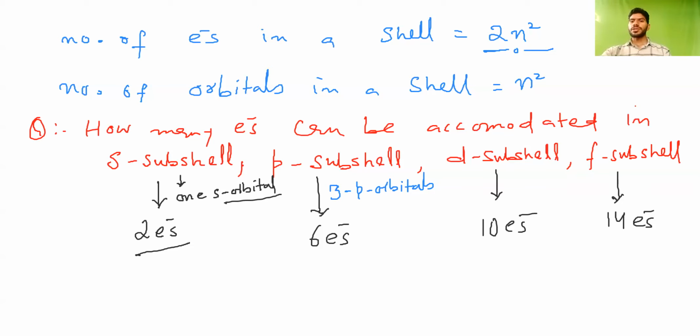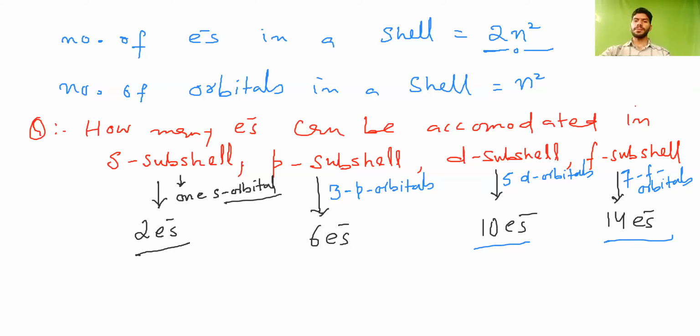And in case of the d subshell, there are 5 d orbitals, right? Each orbital can accommodate 2 electrons. So 5 orbitals will accommodate 10 electrons. And in case of the f subshell, there are 7 f orbitals, right? So in total, the electrons which can be accommodated will be 14. Have you got it? You can also calculate it with the formula which I have already told you.